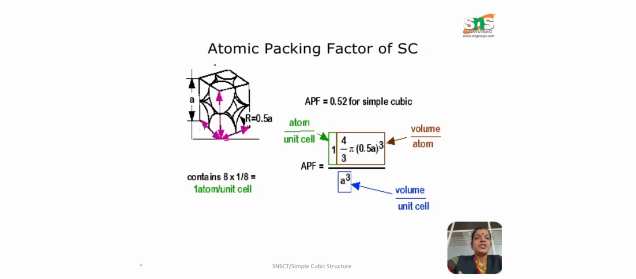Like the simple cubic structure, we can calculate these parameters for different structures: BCC, that is body centered cubic, face centered cubic, and hexagonal close packed structure. Here we can see that the atomic packing factor for FCC and the hexagonal close packed structures are equal. That can be seen in the next session.